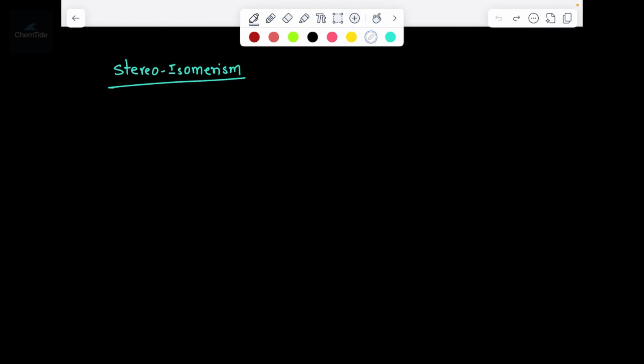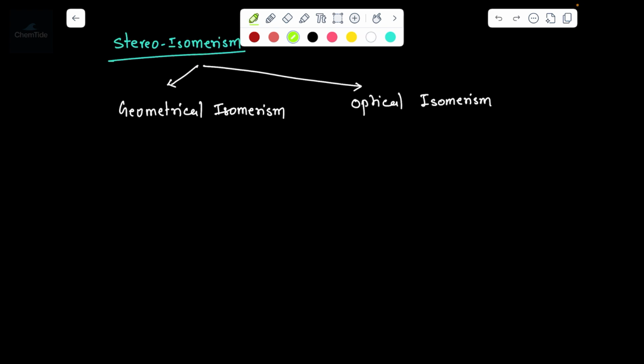So today we are starting stereoisomerism, and we know that stereoisomerism has two sections. The first section is called geometrical isomerism and the other is called optical isomerism. In today's lecture we are going to cover geometrical isomerism, and in the next section we will do optical isomerism. So let us understand the meaning of geometrical isomerism.